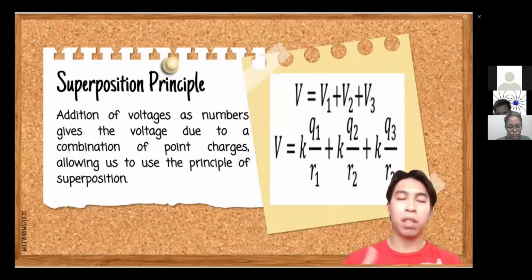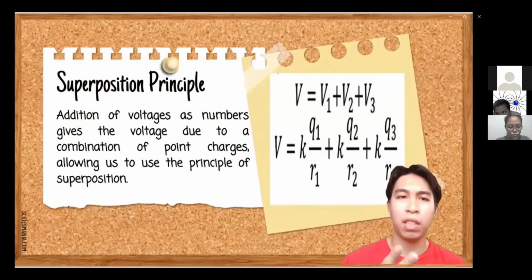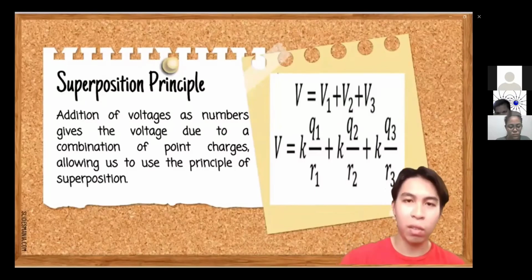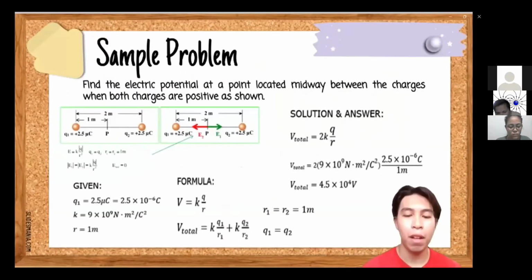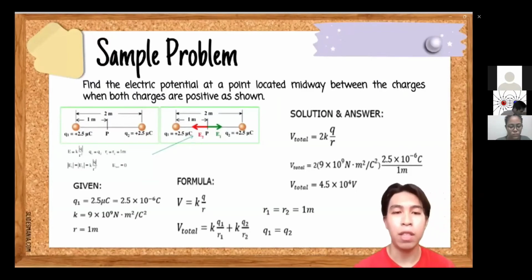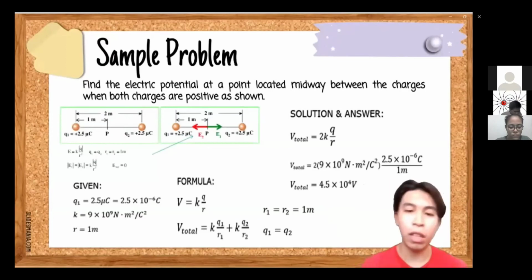So within that box, think of it as two states are happening at the same time. We can use that for this situation, for this case. So tingnan natin itong sample problem. Find the electric potential at a point located midway between the charges when both charges are positive as shown.